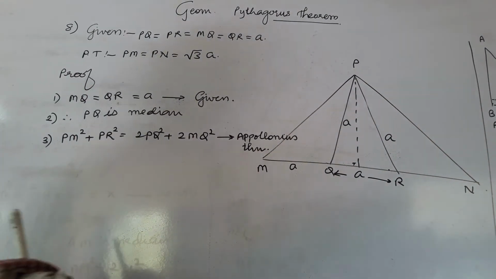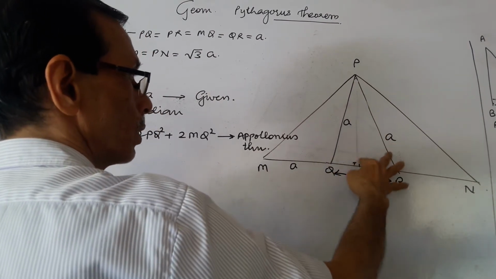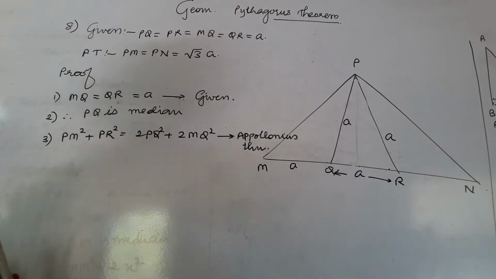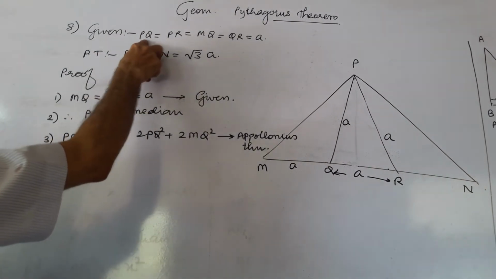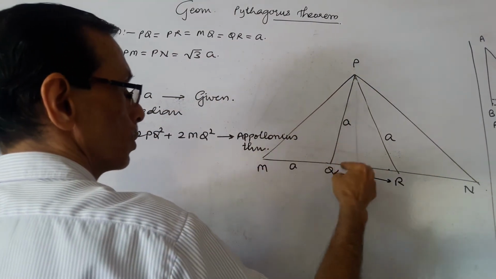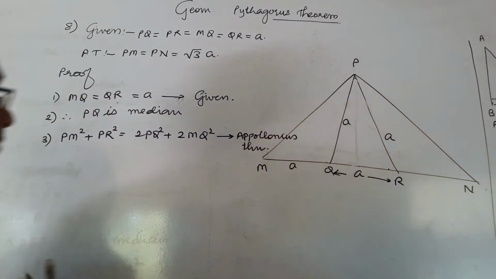Now, how can I express? They are given perpendicular, but dear students, no need of this perpendicular. You can directly apply Apollonius's theorem here. And in very short time you get this answer. Now listen, they are given PQ equal to PR equal to MQ equal to QR. See, PQ, MQ, QR and PR, all they have given as A.